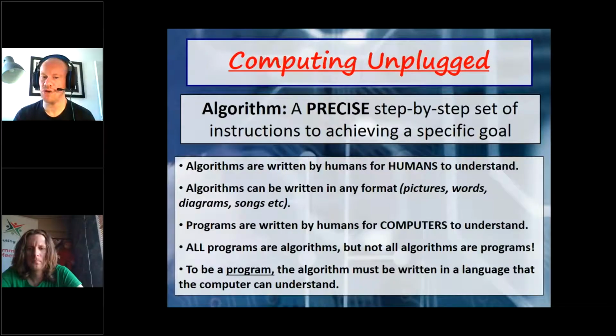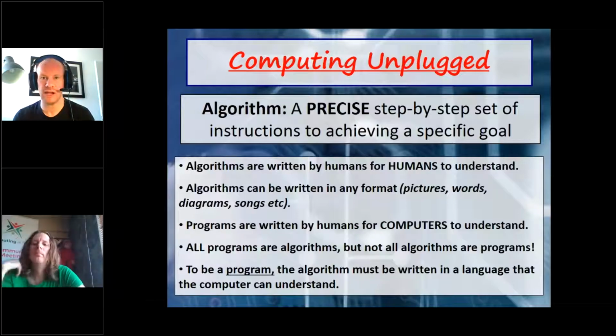Programs, though, are written by humans for computers to understand. We still, as human beings, need to be able to understand them, otherwise we couldn't write them in the first place, we couldn't debug them, but we've created a program for the very reason that a computer, a digital device, can understand it. And this is the bit for staff to really get their head around. All programs are algorithms, but not all algorithms are programs. By the very definition, a computer program will be an algorithm, a precise step-by-step set of instructions to achieving a particular goal, but not all algorithms are programs. My little life jacket there was an algorithm, but it wasn't a program. So to be a program, the algorithm must be written in a language that the computer can understand.